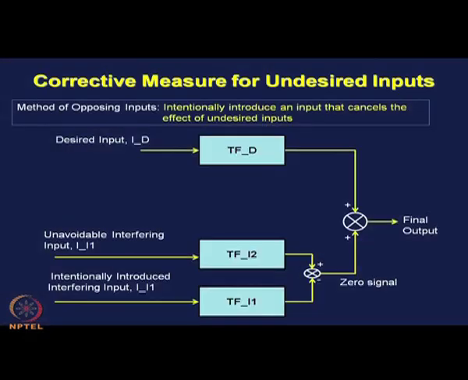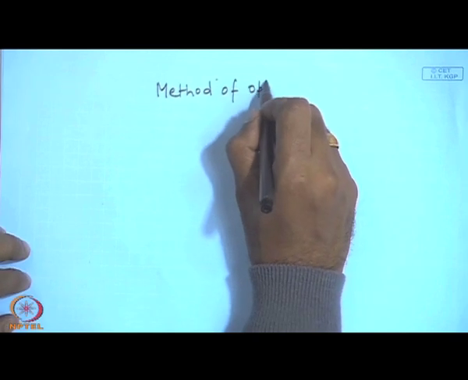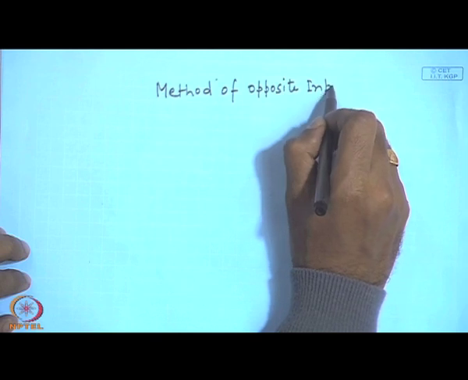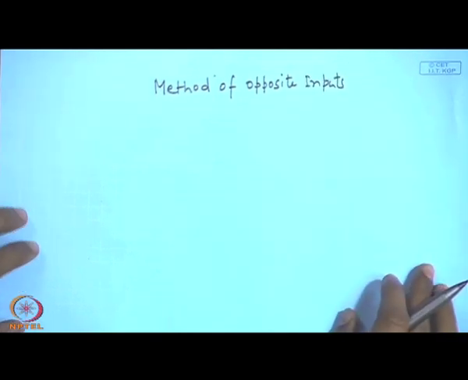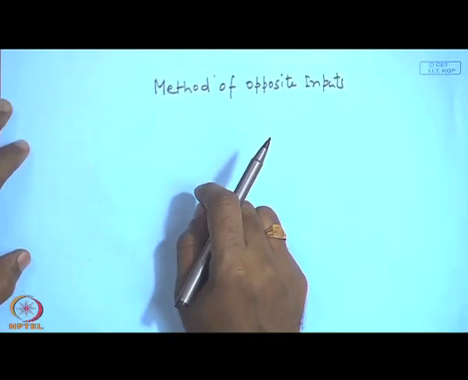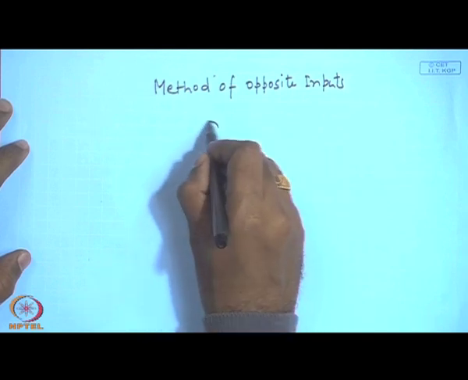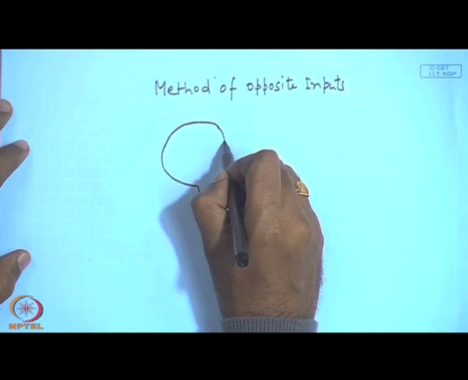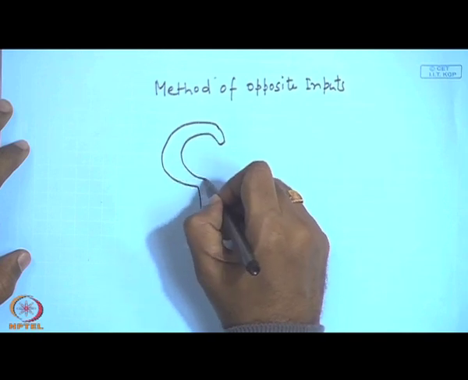Let us take another example of method of opposing input. We have talked about Bourdon tube. Let us consider a schematic diagram of Bourdon tube.